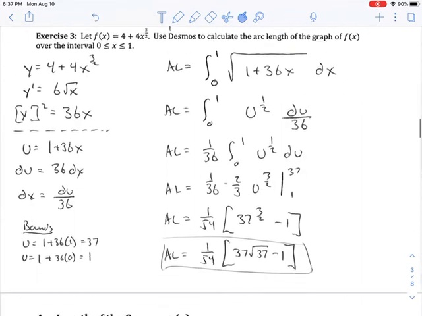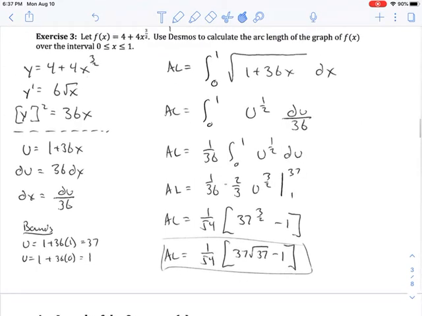Next up, example number 3. Now, this one says use Desmos to calculate the arc length of the graph. I'm not sure why. We don't really need to use Desmos. Sometimes the directions will say to use Desmos or some graphing technology because you can't actually integrate it. There are some problems where we don't actually know how to integrate yet. That comes up in the next chapter.